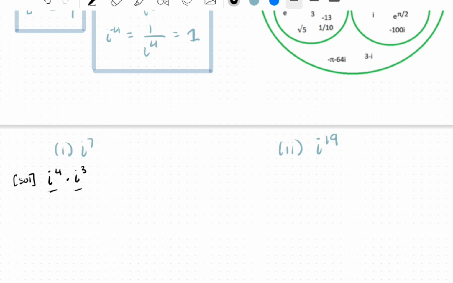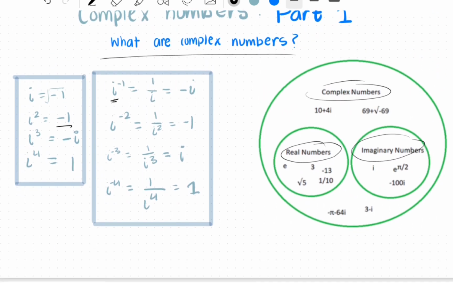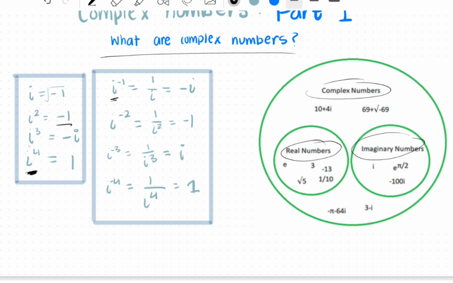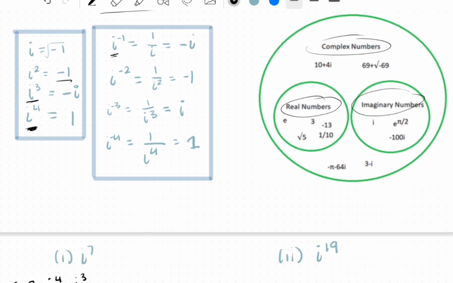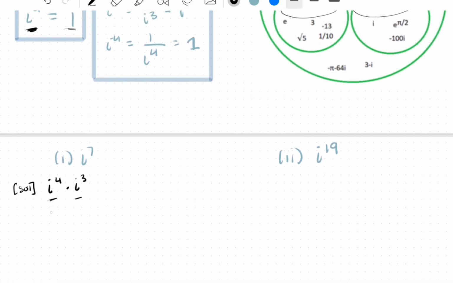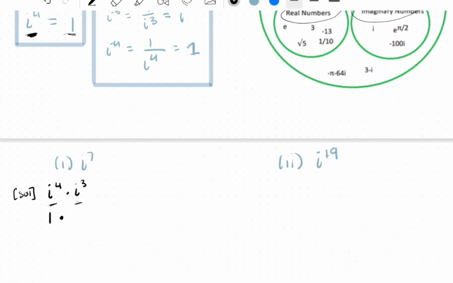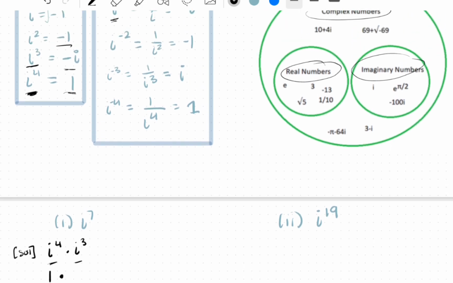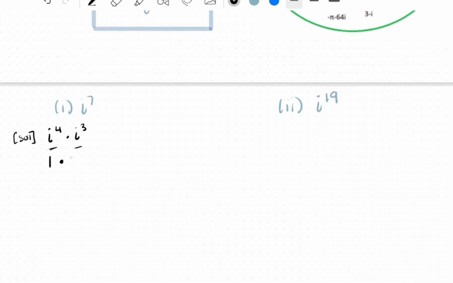That looks familiar, right? If we go up here, we see that, oh, okay, there's the i to the power of 4 and an i to the power of 3. We know i to the power of 4 is 1, so we're just going to say 1. And we know that i to the power of 3 is, well, that's just -i. So we're going to do times -i, which is -i. So i to the power of 7 is equal to -i.